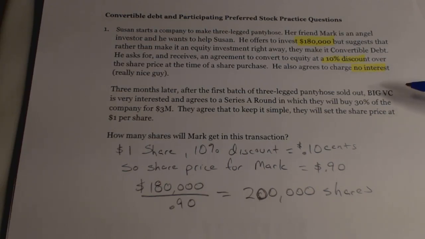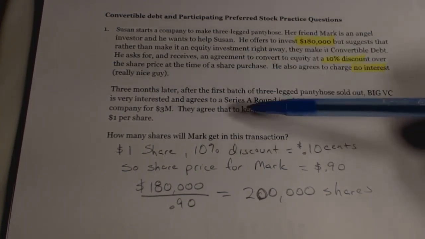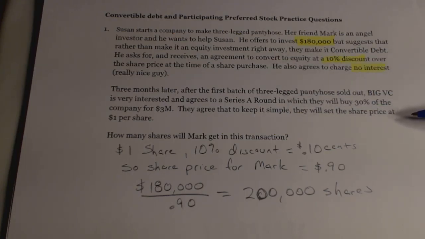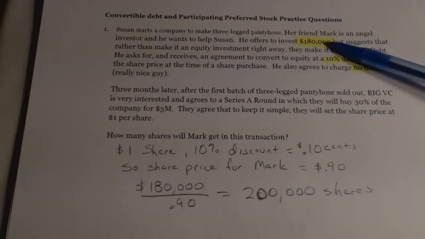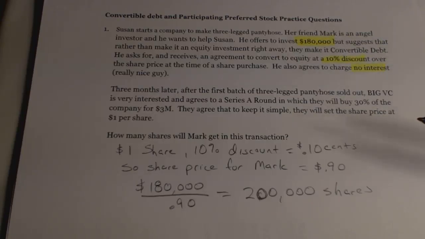Three months later, after the first batch of three-legged pantyhose sold out, Big VC is very interested and agrees to a Series A round in which he buys 30% of the company for $3 million, which is a $9 million valuation, but somewhere around that, over $9 million. You don't need to know that for this problem, though. They agreed that to keep it simple, they will set the share price at $1 a share. That's what you really need to know, because you know that Mark gets a 10% discount on that, and that he's owed $180,000.